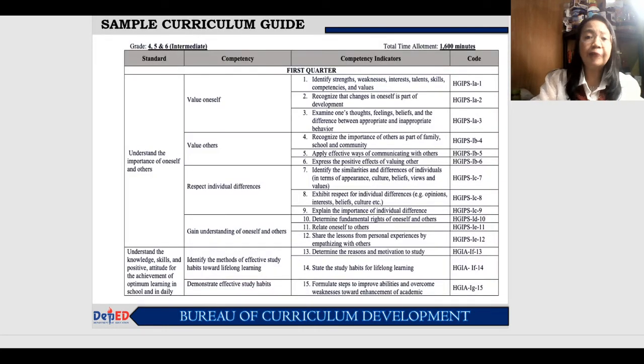This is a sample of a curriculum guide. As you can see, for the first column, we have the standard. The second is the competencies. Third is the competency indicator. And the last column is the code.